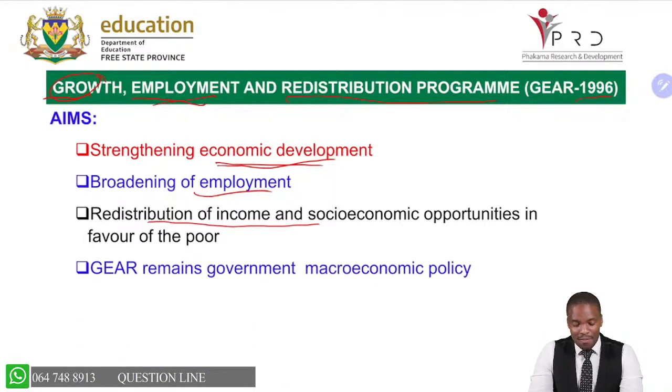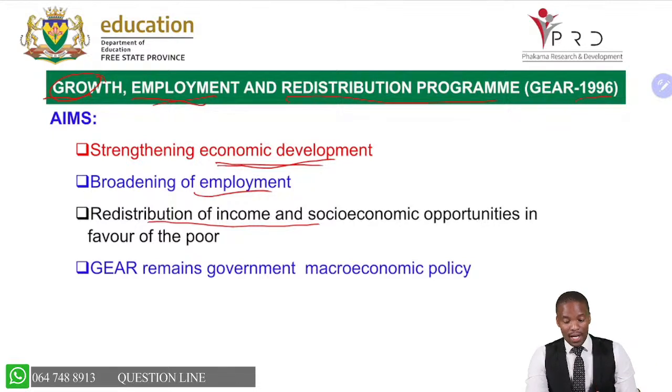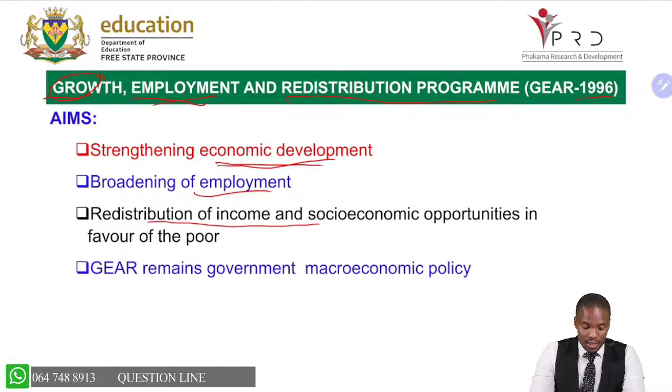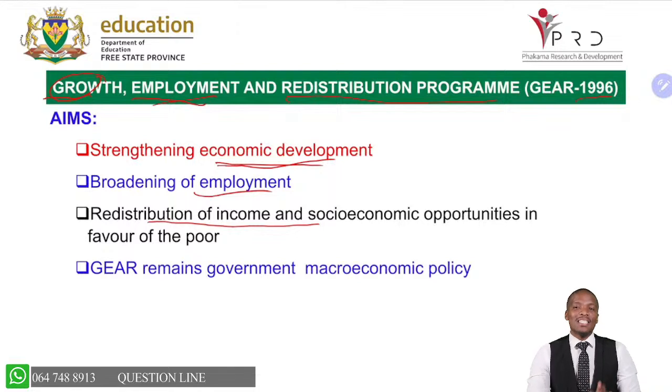It also remains the government's macroeconomic policy. That means it is still relevant even today, even if it was formed in the previous years, because we have not achieved the desired economic growth rate. We have not achieved full employment. And also, there's still a gap between the rich as well as the poor. So in that way, we would say that up until these goals are reached, this policy will remain as the government's macroeconomic policy.